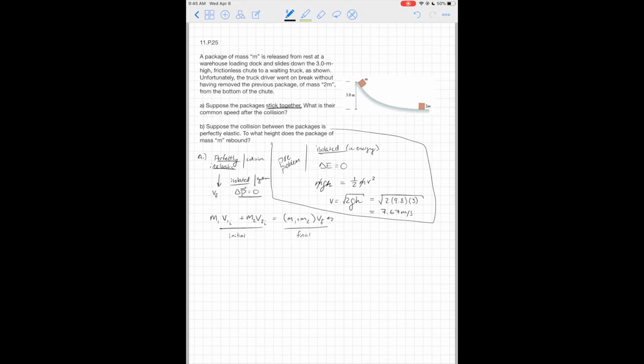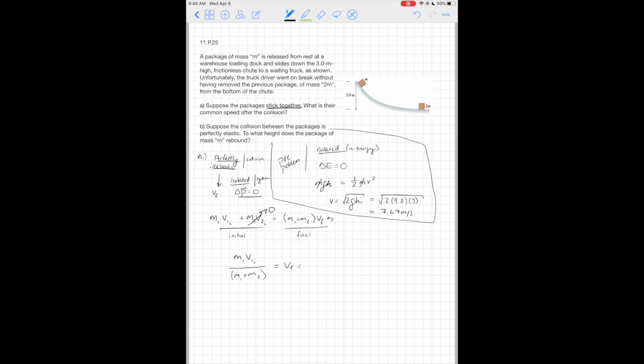Now the other nice thing is our M2 V2I is 0, right? This is at rest initially. So this actually is really convenient. I can say that M1 V1I over the sum of M1 plus M2, that is our VF.